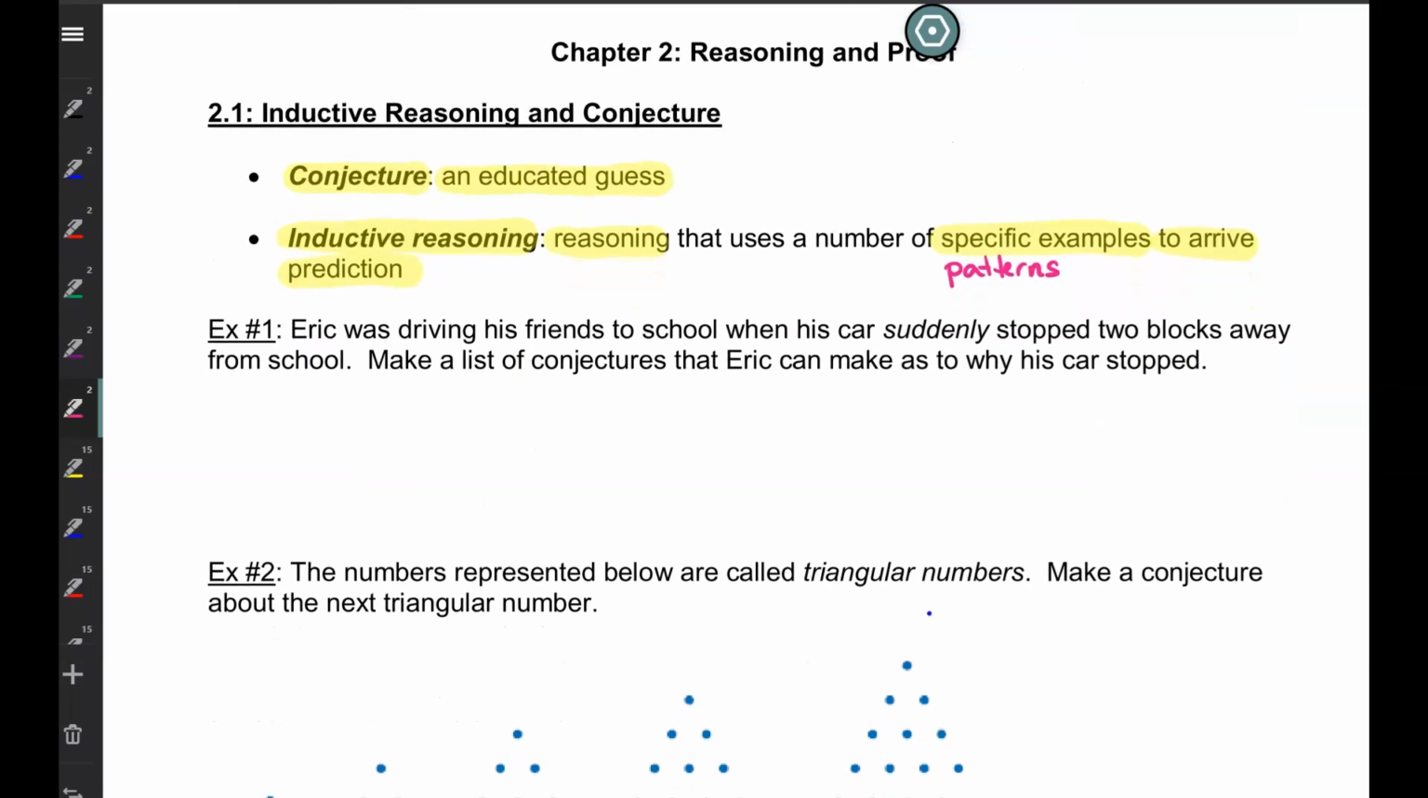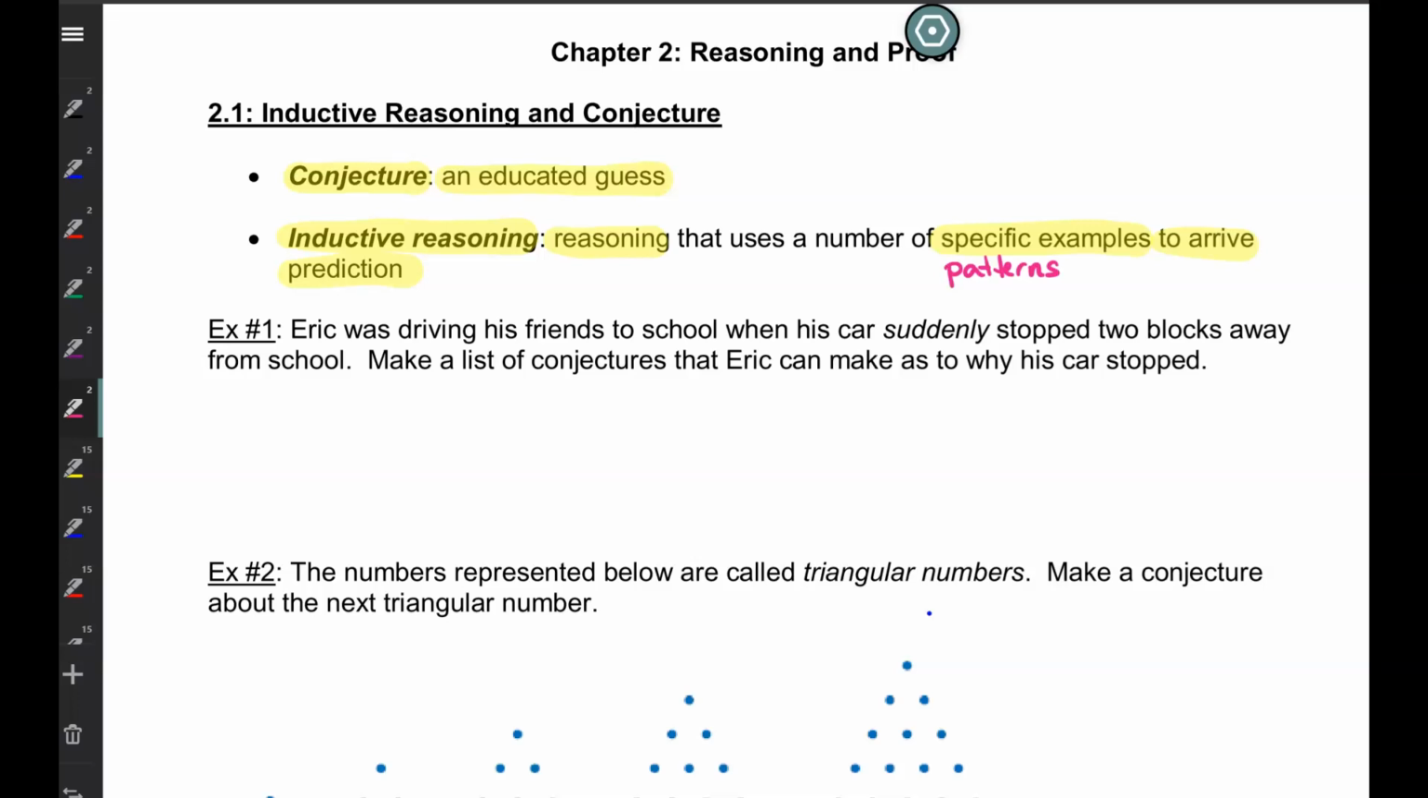Okay, example number 1. Eric was driving his friends to school when his car suddenly stopped 2 blocks away from school. Make a list of conjectures that Eric can make as to why his car stopped. So think about it. What could be a conjecture as to why the car suddenly stopped? If you want, go ahead and write some answers down.